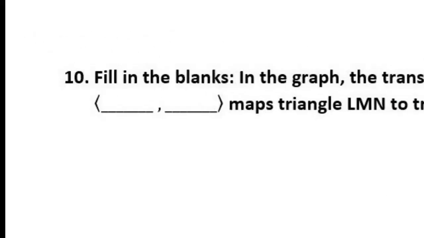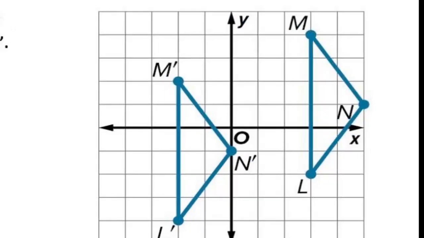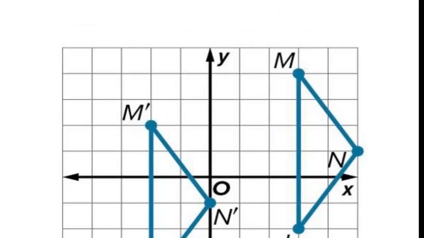The first number in my vector notation is going to tell me about any left or right shifting that my shape is going through. If I see that it has shifted to the left, will this be a positive or a negative number? Negative. What about if we ended up shifting to the right? Then it's a positive. I need to pick out 2 points that go together. So M and M prime, N and N prime, or L and L prime. They need to go together. It doesn't matter which ones you pick. It should be the same rule for all of them.